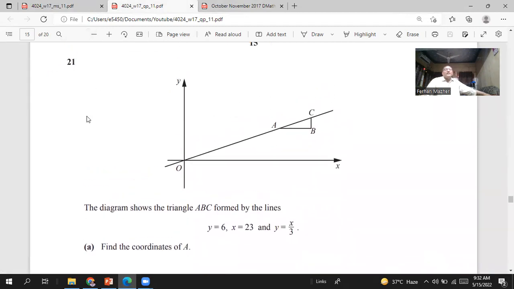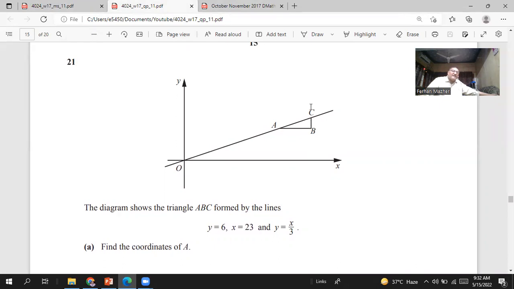Question number 21. The diagram shows the triangle ABC formed by the lines y equals 6. Y equals 6 is the AB line. So the y coordinate of A is 6. The y coordinate of B is also 6. And x equals 23. This is that line.